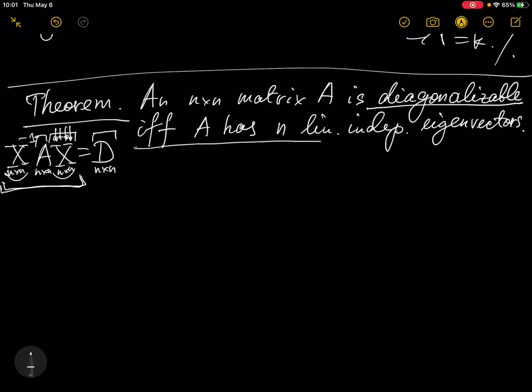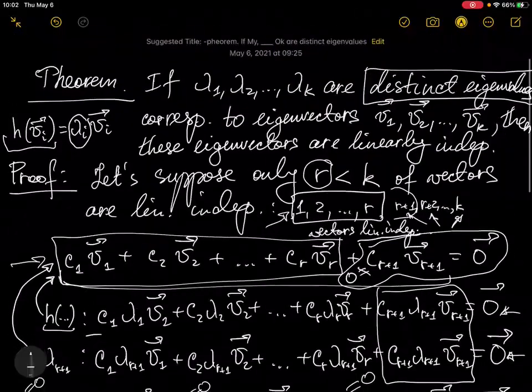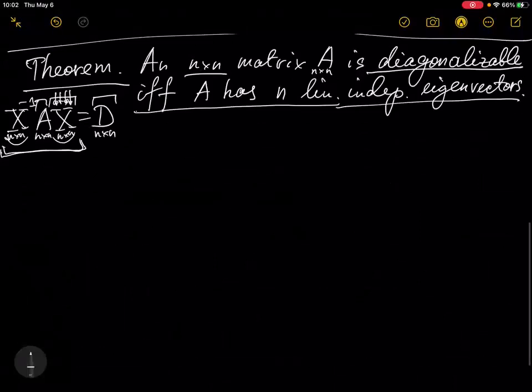Now, the statement is if and only if A has n linearly independent eigenvectors. So if you have n distinct eigenvalues for the n by n matrix, then immediately you know, according to the previous theorem, that you have n linearly independent eigenvectors, and then your matrix is diagonalizable. But as I told you, even if you don't have enough distinct eigenvalues, there can be a situation when your matrix is still diagonalizable, because you will be able to find enough linearly independent eigenvectors.